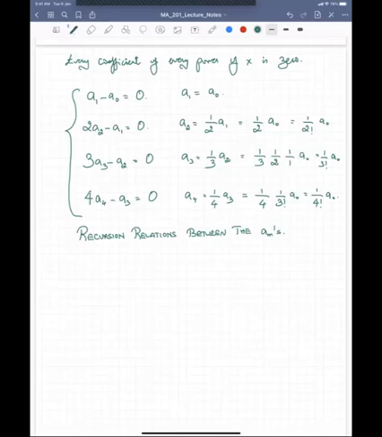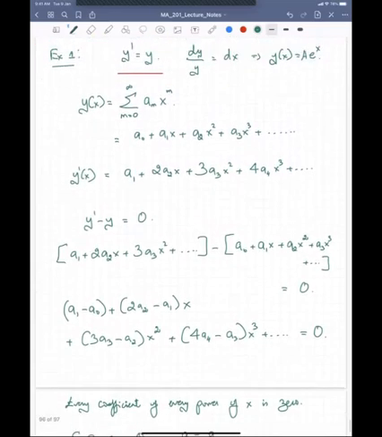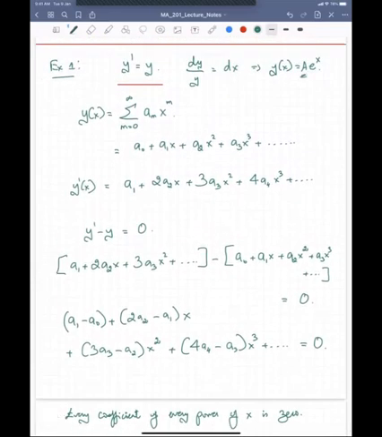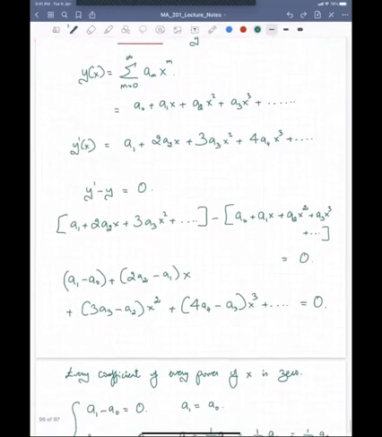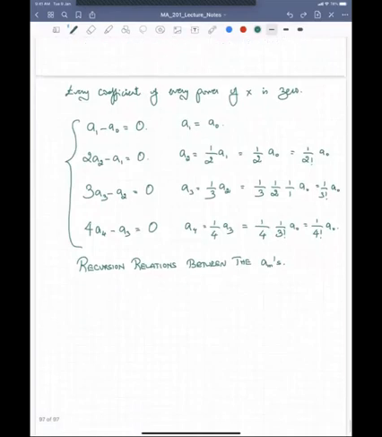Is that consistent? Of course it is consistent, because I'm solving a first order differential equation. A first order differential equation always has one constant. So in the direct integration case, I chose this constant as a. In the power series case, I will choose this as the leading constant a0. So I'll determine everything else in terms of a0.